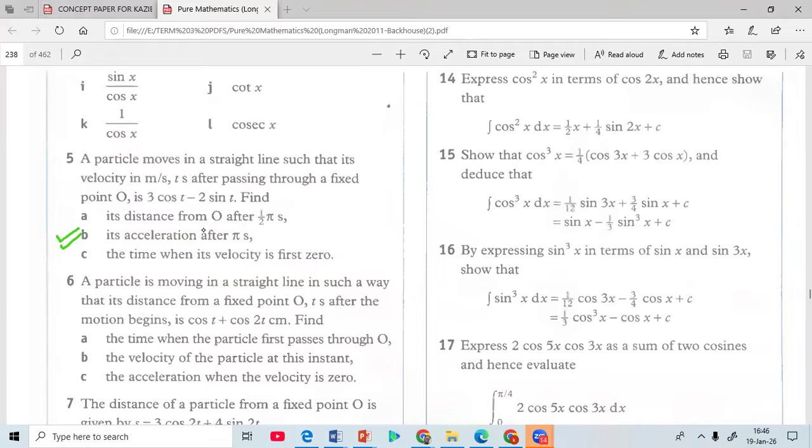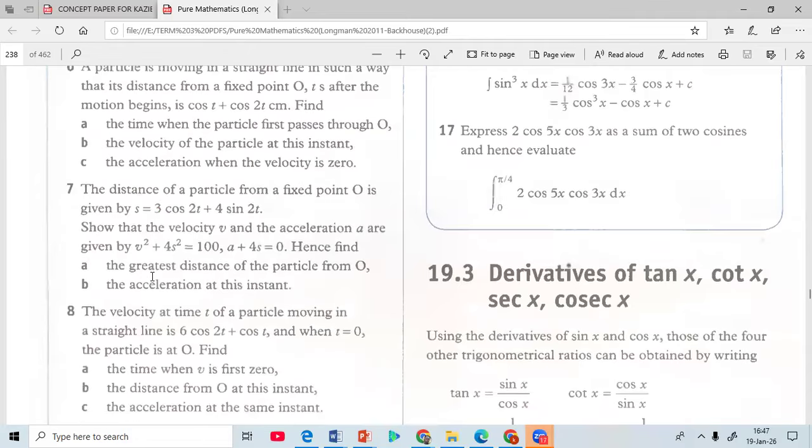Now for number 5, I know you would love to try it out, but unfortunately they gave you velocity. In case you have not yet done integration of trigonometric functions, you may not be able to find it. But those who have finished integration of trigonometric functions can do number 5. Since they gave us velocity and want distance, we have to integrate. So that one, you may not be able to do.